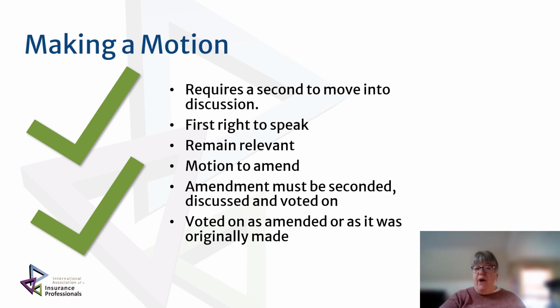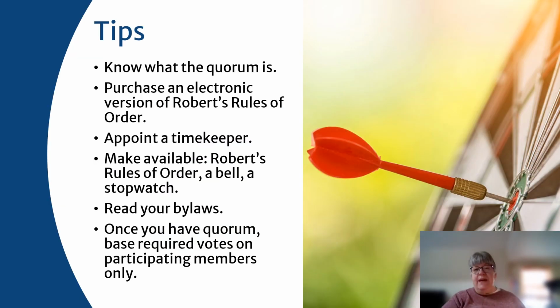Some motions require a 50% majority to pass, and some require a higher percentage. You will be able to determine that by reading your bylaws. Here are a few tips to keep you on track with reference to parliamentary procedure. You should go into every meeting knowing what your quorum requirement is. As mentioned before, this is typically found in your bylaws and is usually expressed by a percentage of membership. Without a quorum present, you are unable to make binding decisions.